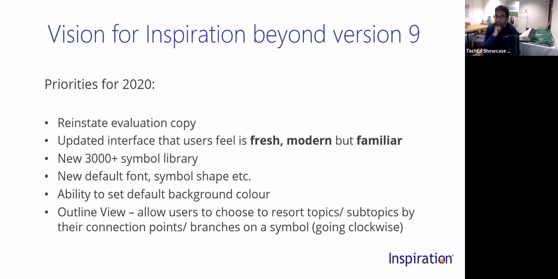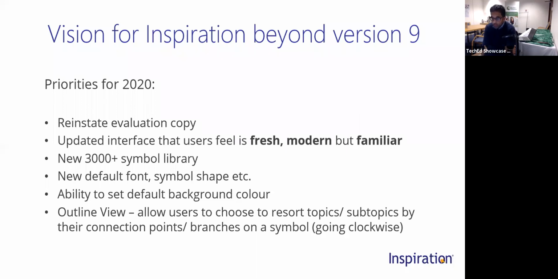So for 2020, these are our priorities. Some of them are very basic, but it's very clear that we need to achieve this. With the migration across, we currently haven't got an evaluation copy, and that's important if you've got students or users that you want to trial the software with. So we're quickly working on reinstating that evaluation copy, so that if you want to try it out with students or a user, you have something that you can download and try with them.